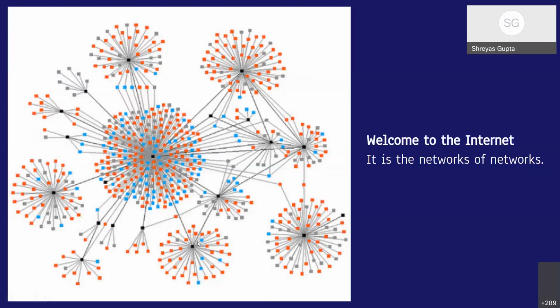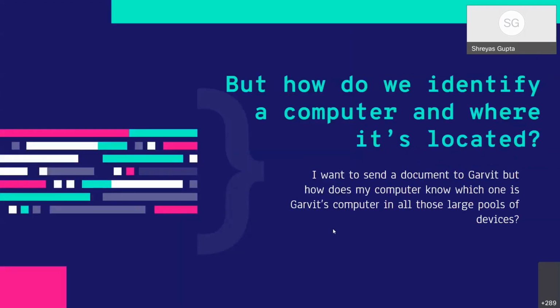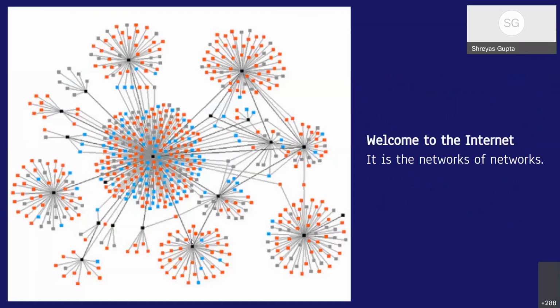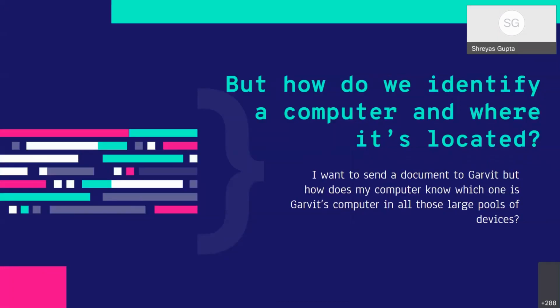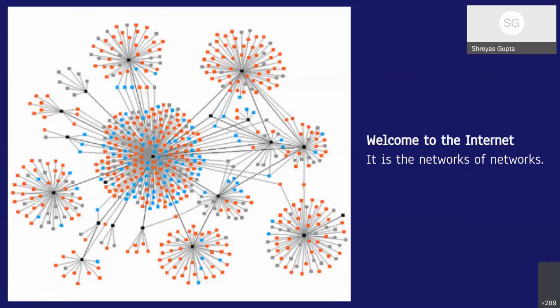However, that part comes later. So there is one problem, right, with this. There are so many interconnected computers. How do you find out which computer is which and where it is, right? Let's say I want to send a document to Garvit, right? And in this large pool of computers, I don't know where Garvit's computer is, which one is Garvit's computer, how do I send that data?